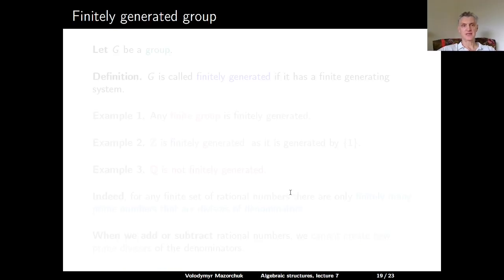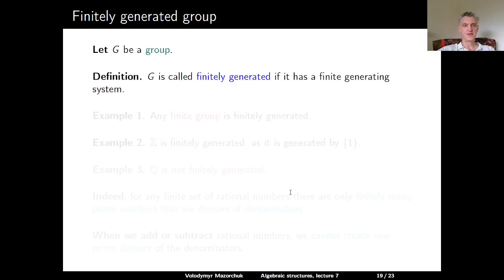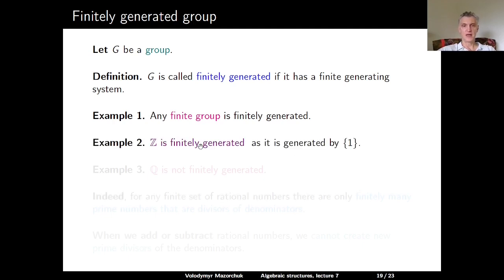Now let us briefly discuss finitely generated groups. So let G be a group. Definition: this group G is called finitely generated if it has a finite generating system. For example, any finite group is obviously finitely generated because it's generated by itself, and that's a finite set. Example 2. The group Z is finitely generated because it's generated by the element 1. It's an infinite group, but it is finitely generated.